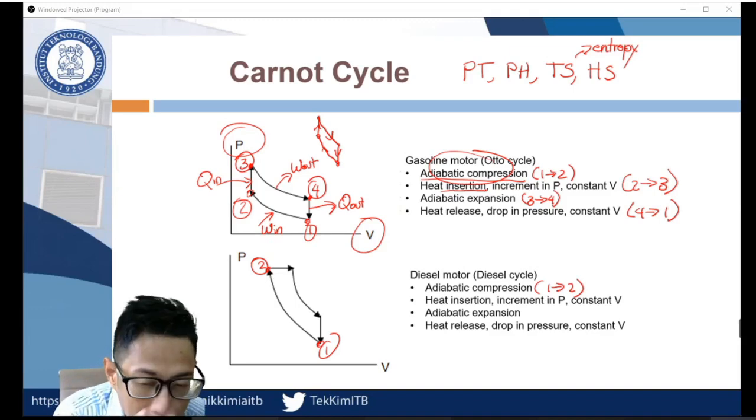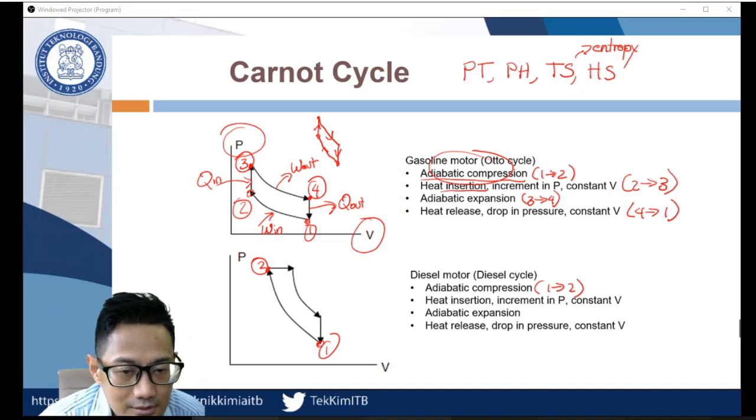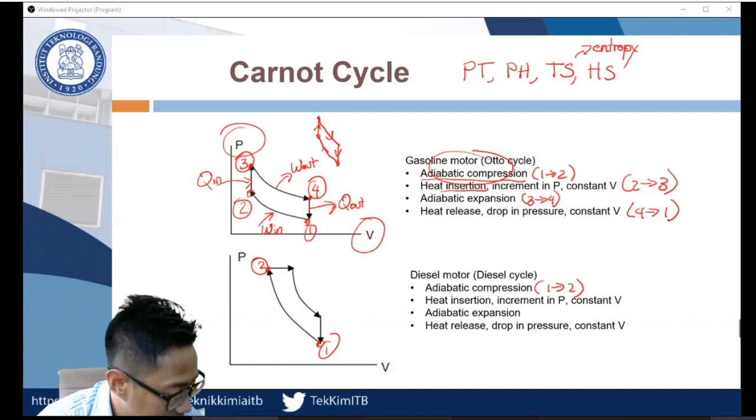Come on guys, help me. It's the same as the previous example. Adiabatic compression, it means? Work in. Good. Thank you. Share.